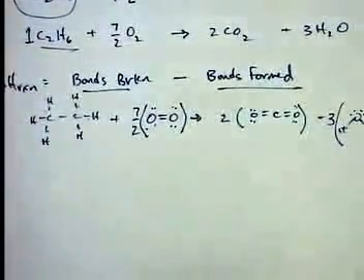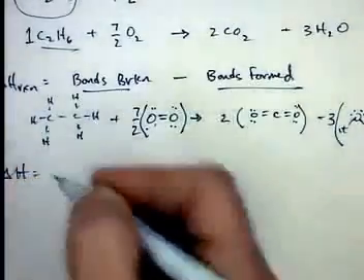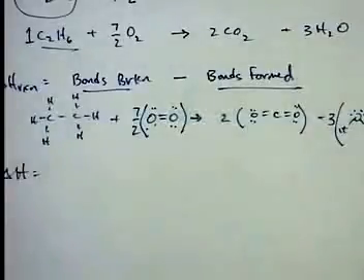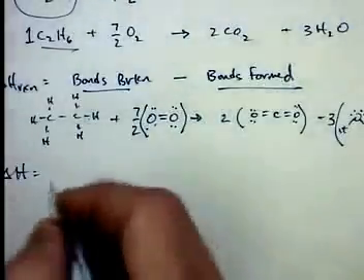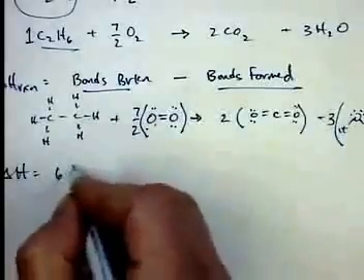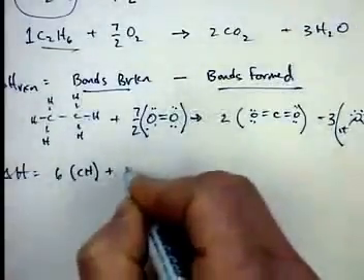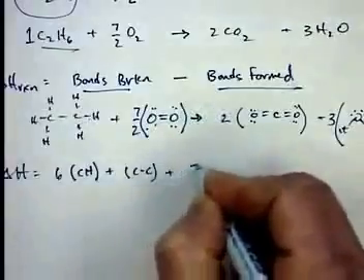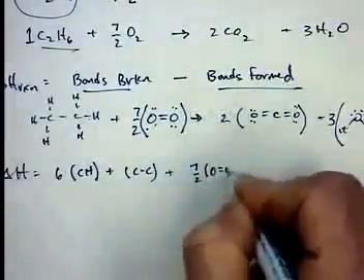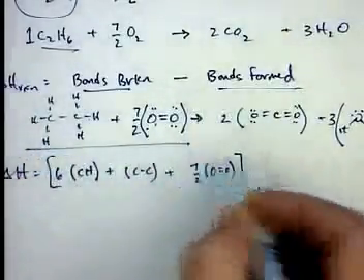So to do the mathematics for the bonds broken minus the bonds formed, we can look on page 332 of your textbook, or in the case of a test, they'll probably give you a number of these on the test. You'd never have to memorize them. And we'd take 6 times the carbon-hydrogen bond plus 1 of the carbon-carbon single bonds plus 7 halves of the oxygen-oxygen double bond. Those would be our bonds that are broken from this side of the equation.